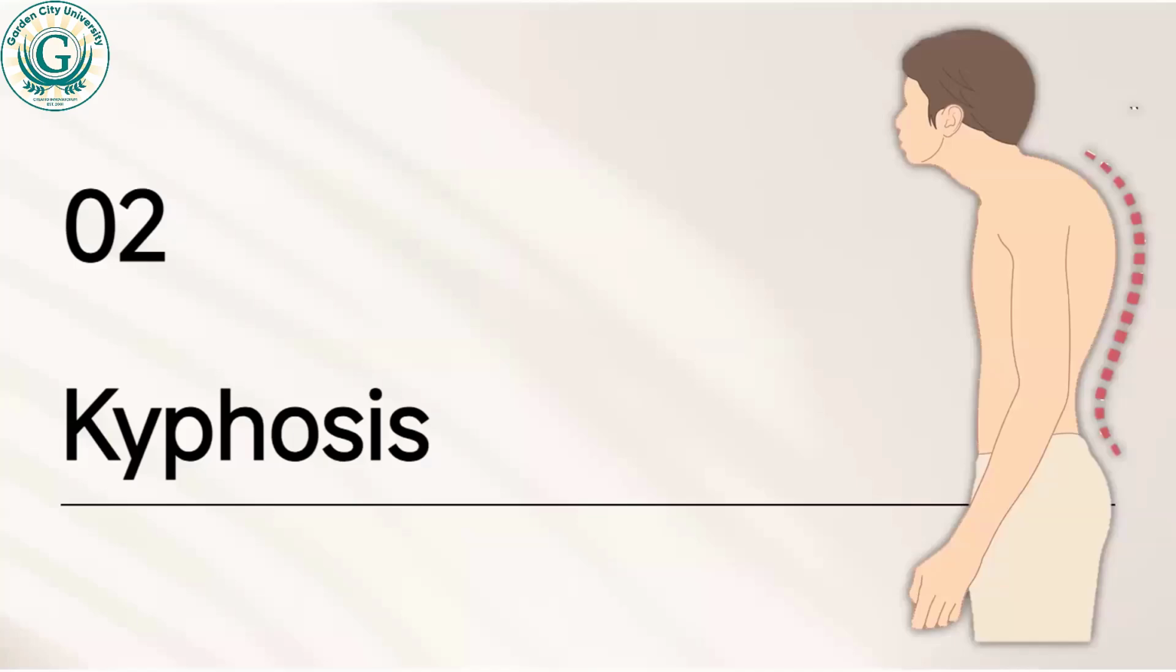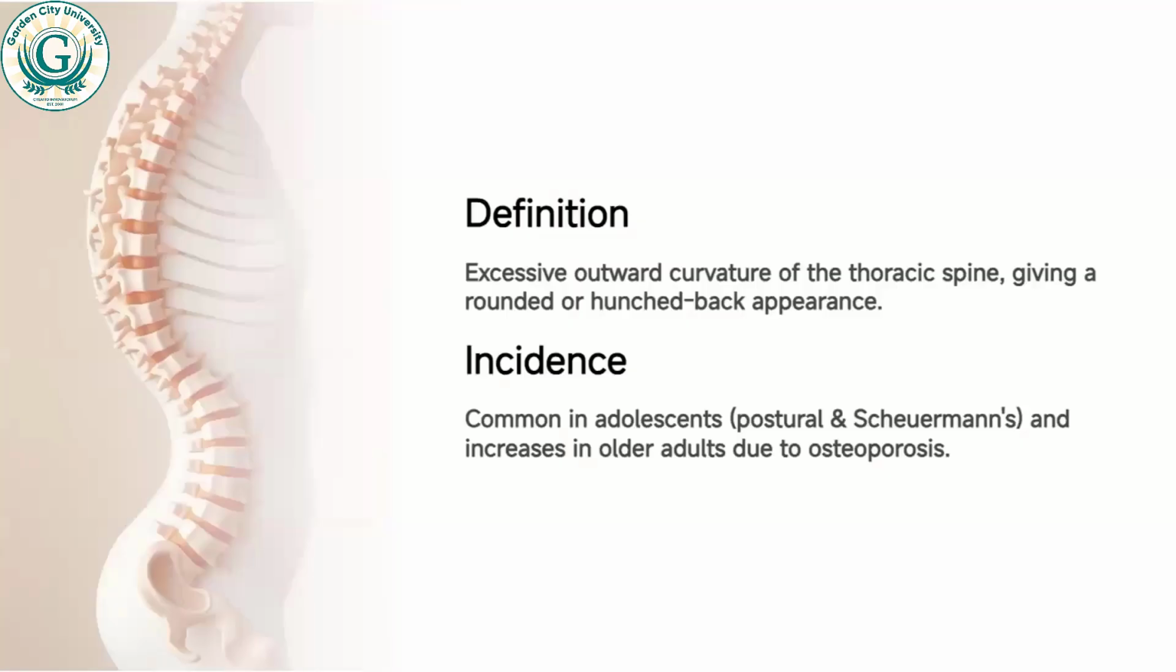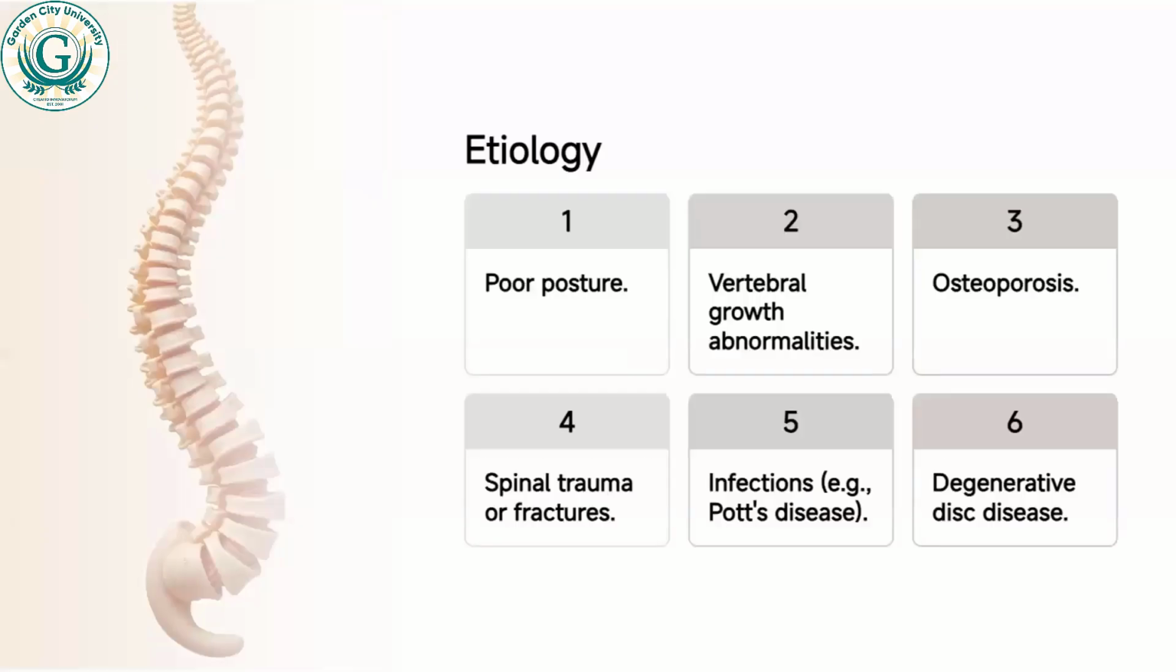So we are going to kyphosis. Kyphosis is excessive outward curvature of the thoracic spine, giving a rounded appearance. So the first one, what was it giving out? An X shape, but this one is giving us a rounded appearance. Mostly the incidence is more common in adolescents and increases as you are aging due to osteoporosis. Osteoporosis is mostly common in adults or in older age.